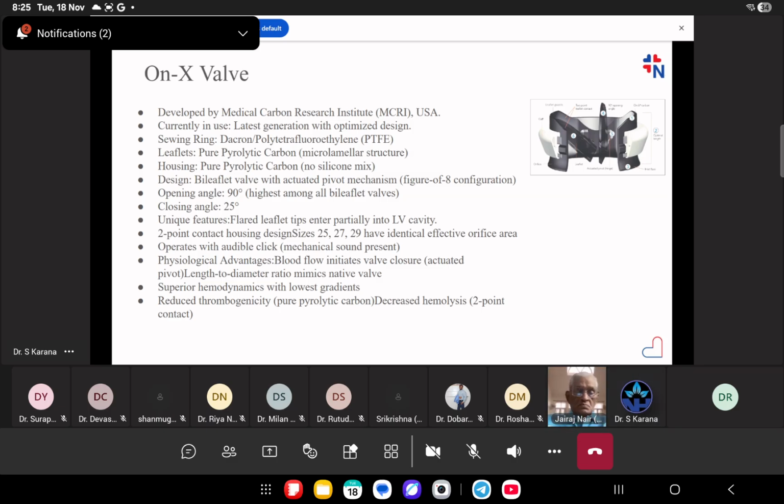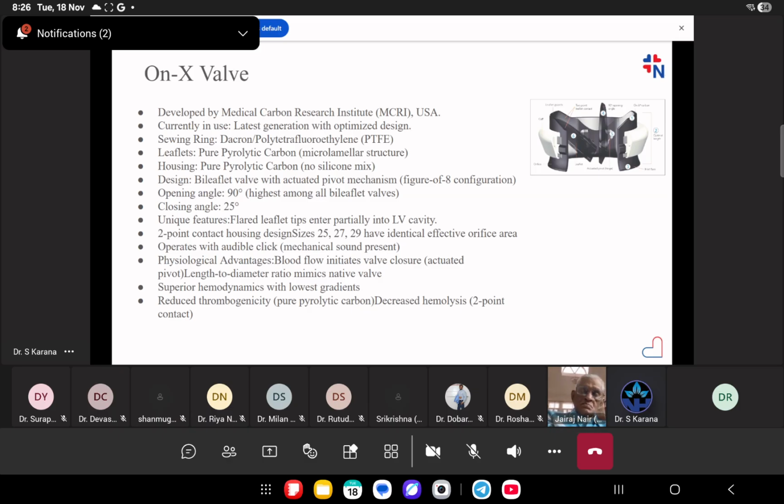The physiological advantages claimed are that blood initiates the valve closure itself. That is the actuated pivot mechanism. Superior hemodynamics even with the lowest gradients. There is reduced thrombogenicity and decreased hemolysis. The company claims that the INR could be targeted at 1.5 to 1.8. Some also say it is not necessary to anticoagulate, but still in our institute, we target the same range as for the aortic, which is around 2 to 3 INR.